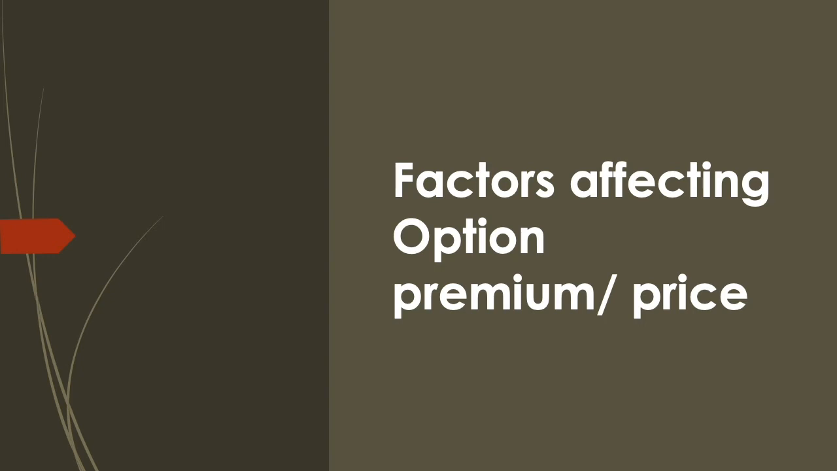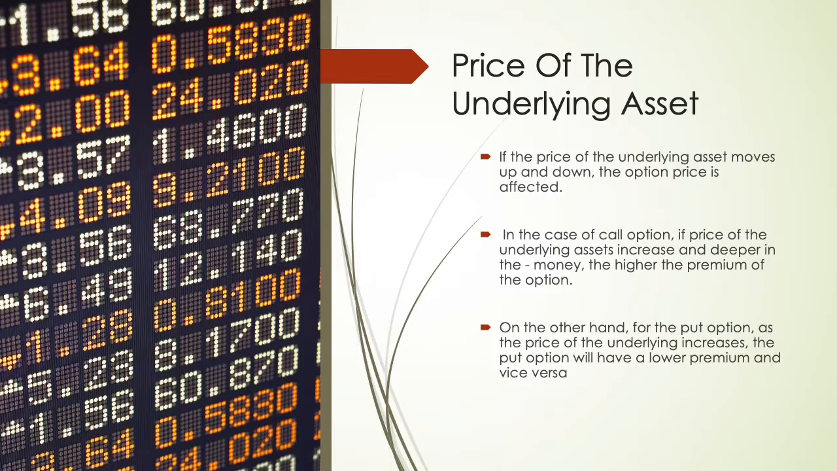Now we move to the factors affecting the option premium, or sometimes we call it the option price. The first factor is the price of the underlying asset, or the market price of share. If the price of the underlying asset moves up and down, the option price or the option premium is affected.